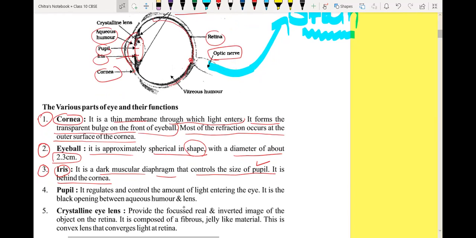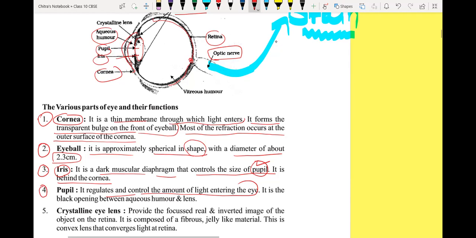Then the next part we have is the pupil. The pupil regulates and controls the amount of light entering the eyeball. Here we have discussed that the pupil controls the amount of light entering the eye lens. So what happens generally when there is very dim light? The size of the pupil increases so that a larger amount of light enters the eye. But in bright light the size of the pupil decreases, and in dim light it increases.